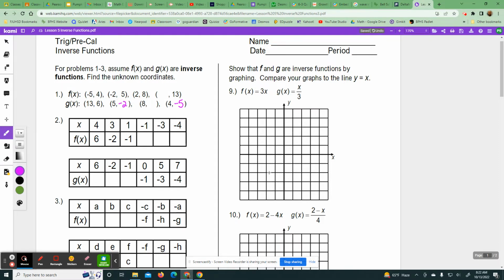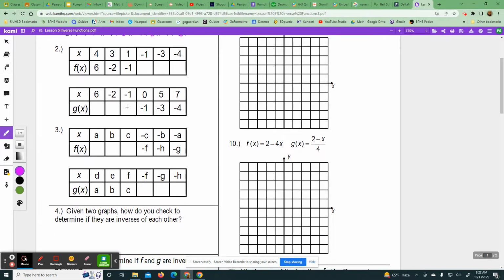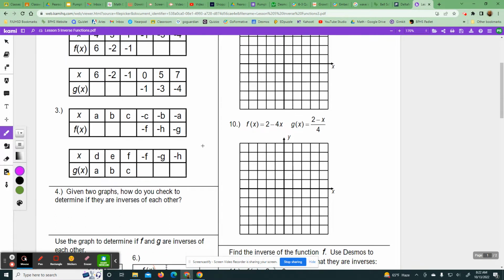And then 2 comma 8 will give me 8 comma 2. And then this function 13 comma 6, interchanging x and y, would give me 6 comma 13 for its inverse. So these two functions f and g are inverses of each other. Okay, do the same thing on these. I'll let you guys do number 2. I'm going to do number 3.